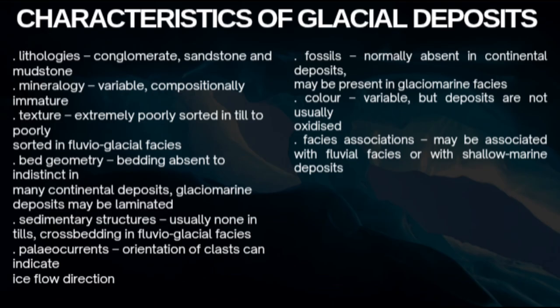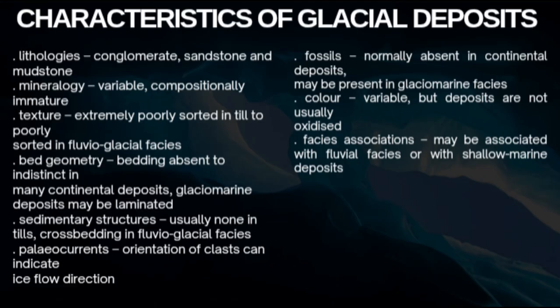Variable, but deposits are not usually oxidized. The color of the deposits depends on the source rocks, so it is variable. However, a key feature is that they are not usually oxidized or rusted. Oxidation requires exposure to air and water, but glacial deposits are often quickly buried under more ice or sediment in cold, waterlogged conditions, preventing the iron-bearing minerals from turning reddish-brown.